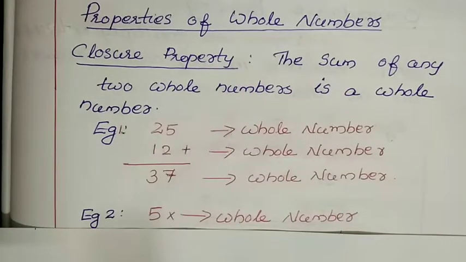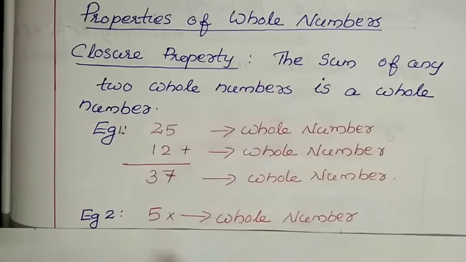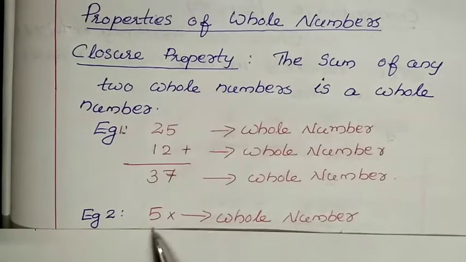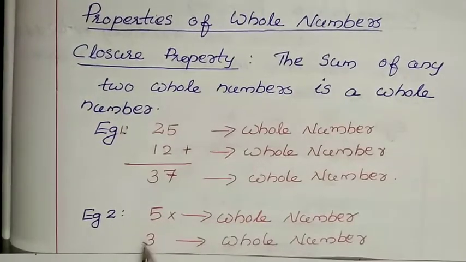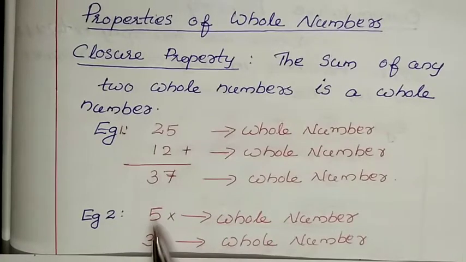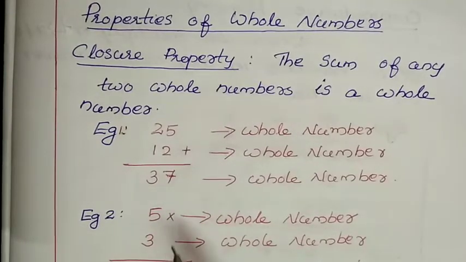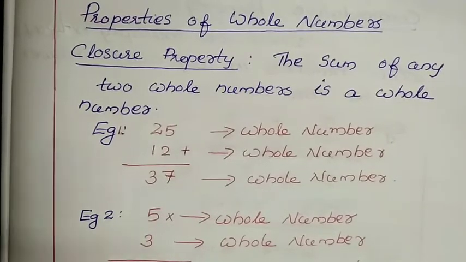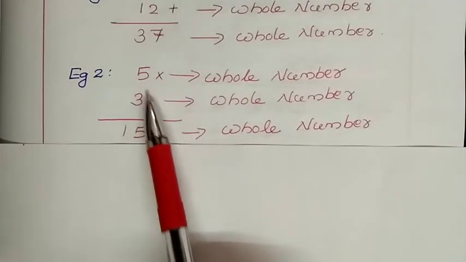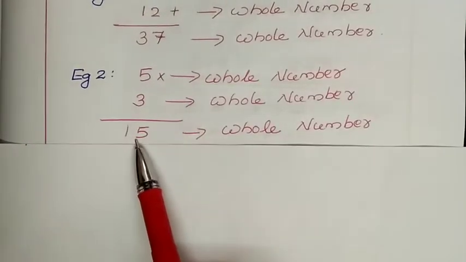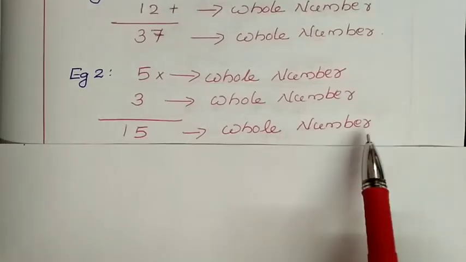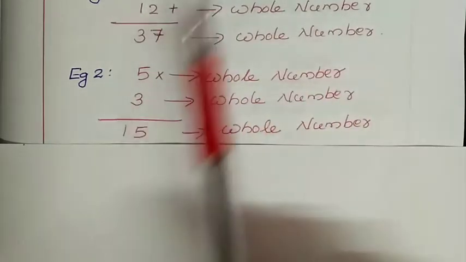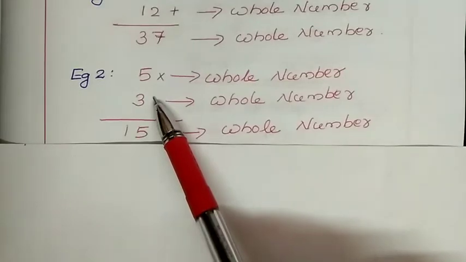Then another mathematical operation, that is multiplication. Here you check if it is possible in multiplication. 5 is a whole number. Another whole number, 3. These are two whole numbers. When we multiply 5 and 3, what is your answer? Answer is 15. 15 is also a whole number. So, in closure property, addition and multiplication are possible.